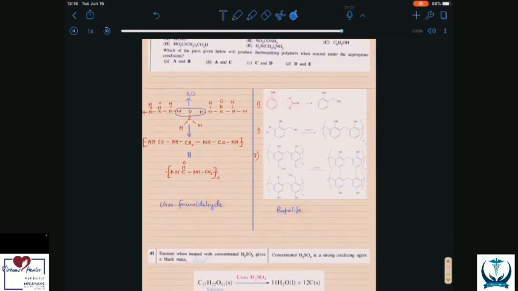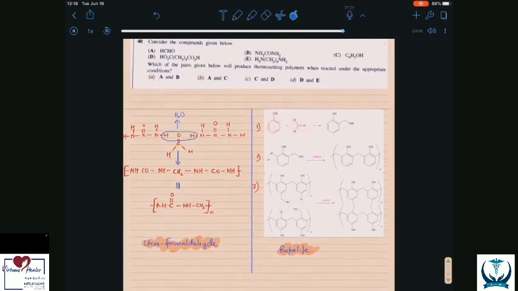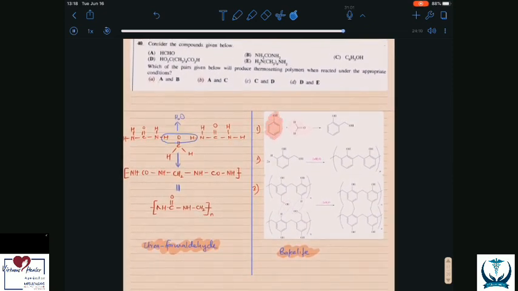The two thermosetting polymers studied are urea formaldehyde and bakelite. Urea formaldehyde has urea and formaldehyde as components, and bakelite has phenol and formaldehyde as components. Therefore, the choices A and B are correct.